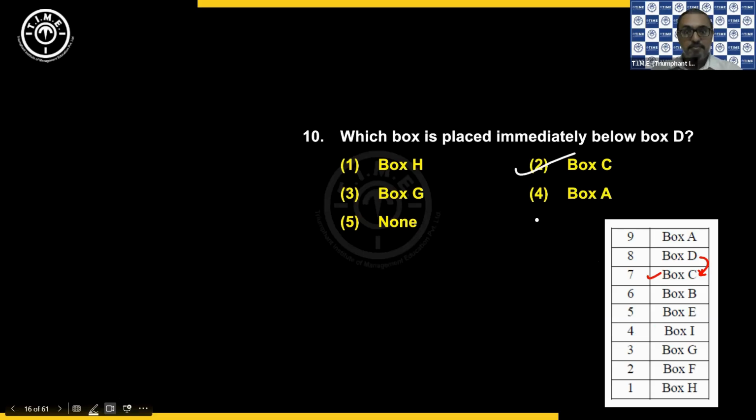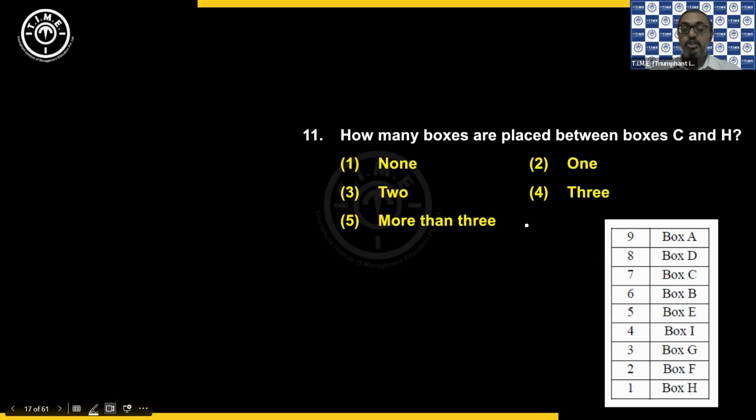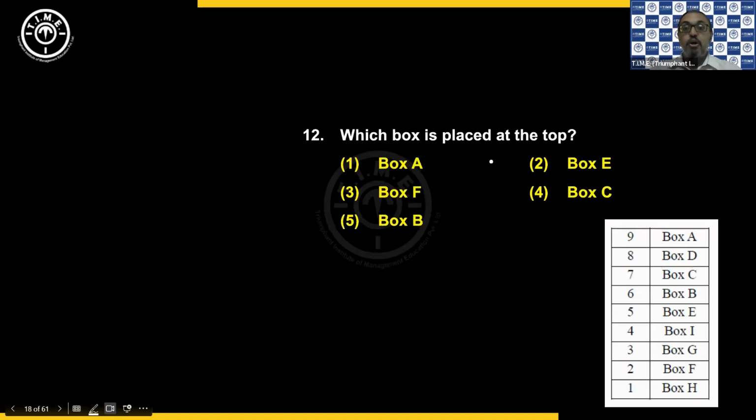Box C, correct? Right. The next one, how many boxes are placed between C and H? So now look at between C and H. So how many boxes are there between? So 1, 2, 3, 4, 5 boxes are there between C and H. And that is fifth option, more than 3. Correct? More than 3. Then which box is placed at the top? So the ninth position, which is box A, first option.